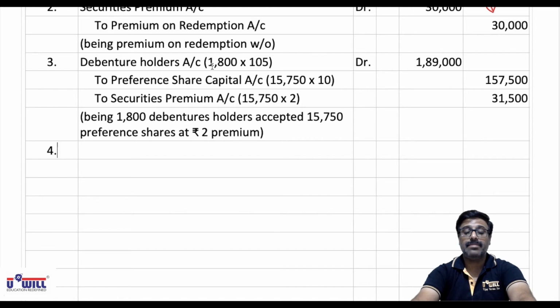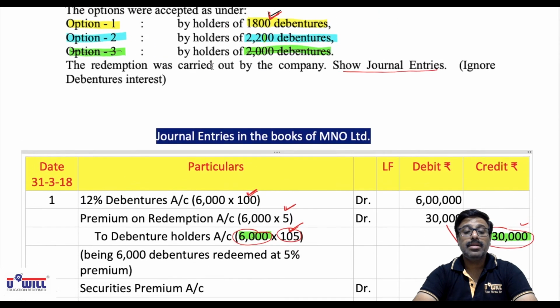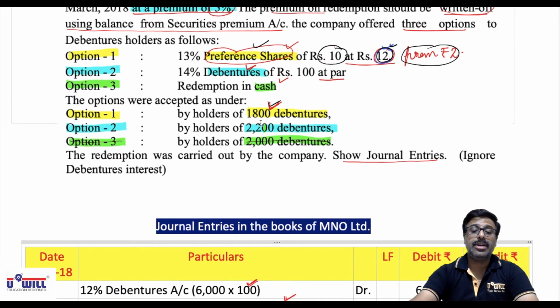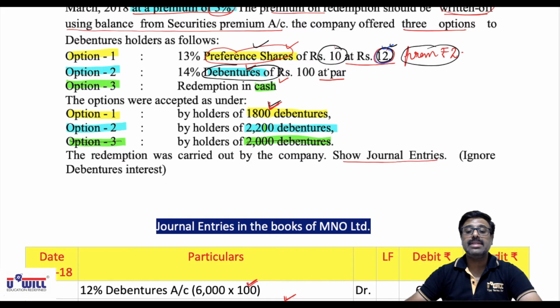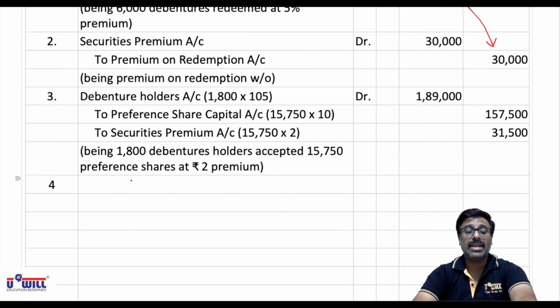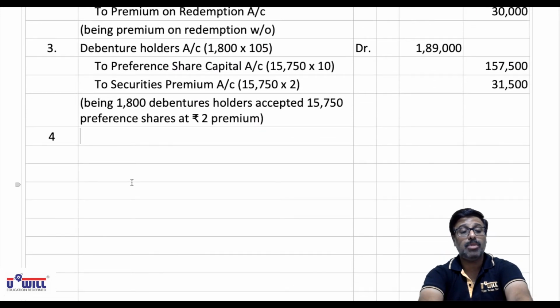Now same way, in the same manner, second option, 2,200 debenture holders, this blue one, have taken the new debentures of 100 at par. Now since they are taken at par, no need to make the workings and find the number of debentures to be issued. Since they are taken at par, directly we can do it in the journal entries itself. Workings are required only if it is issued at premium or discount.